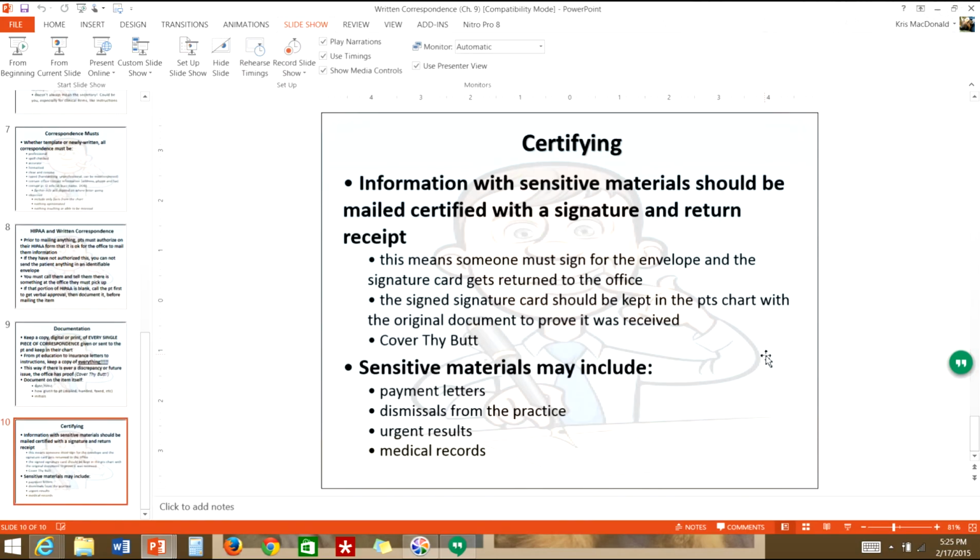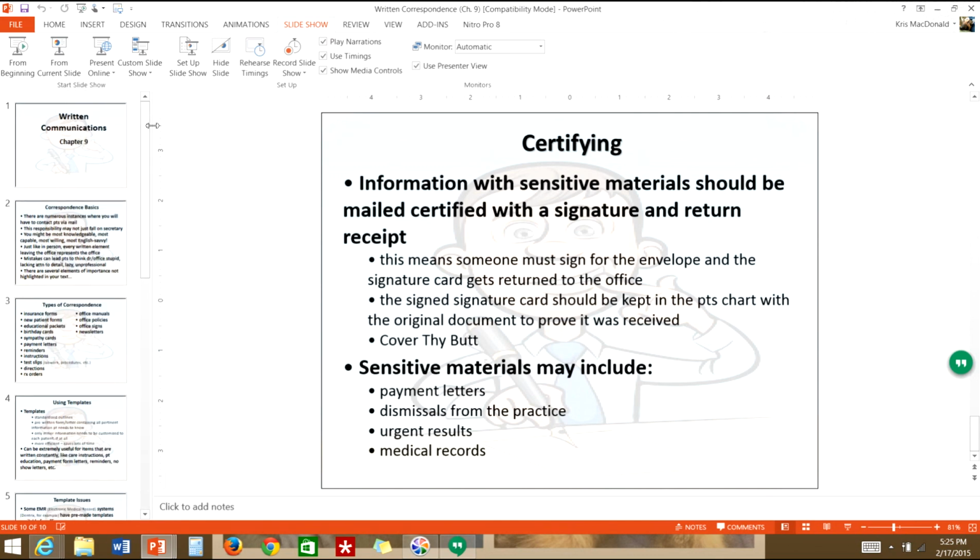Ta-da! We're done! So that's the end of what you need to know about written communication in addition to what's in the book. So please make sure you read that and you listen to this.